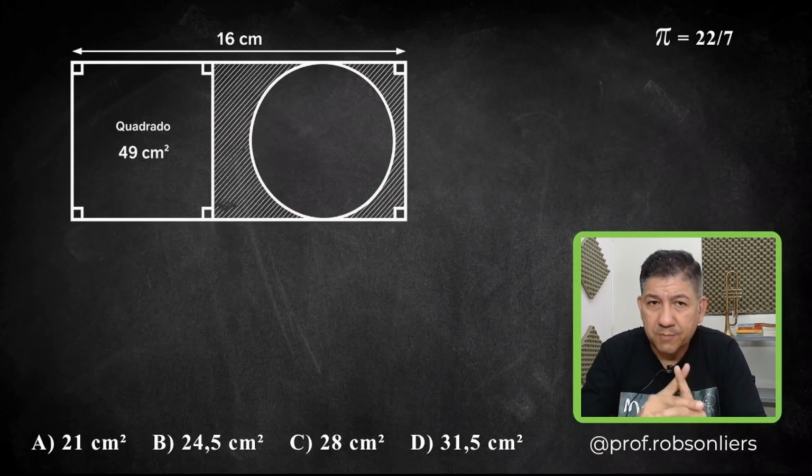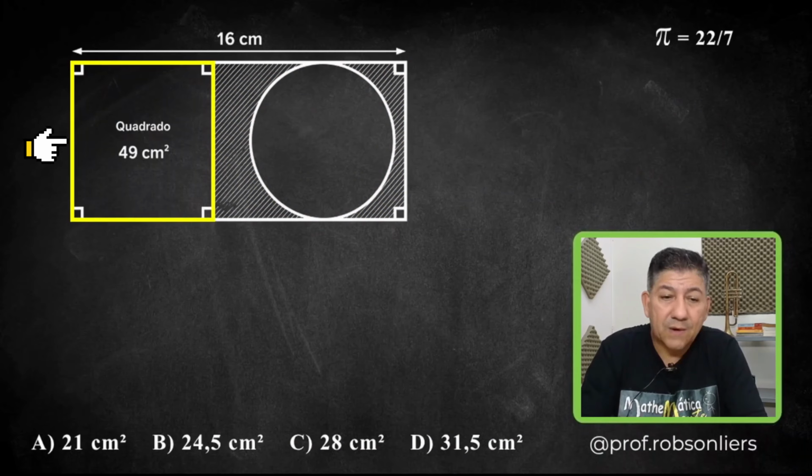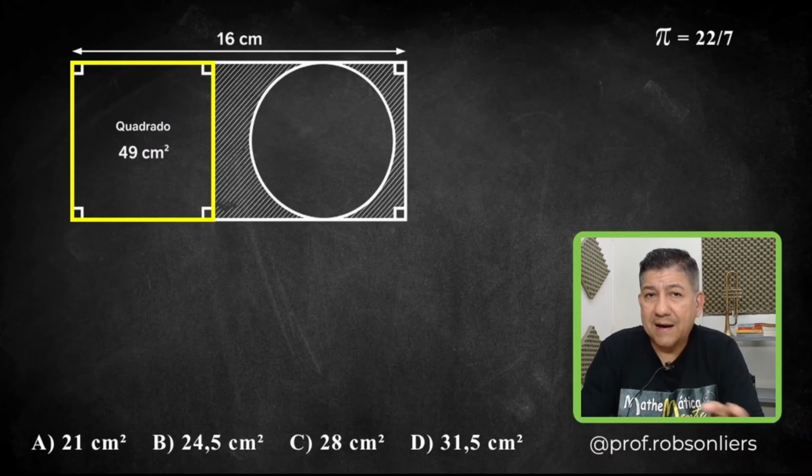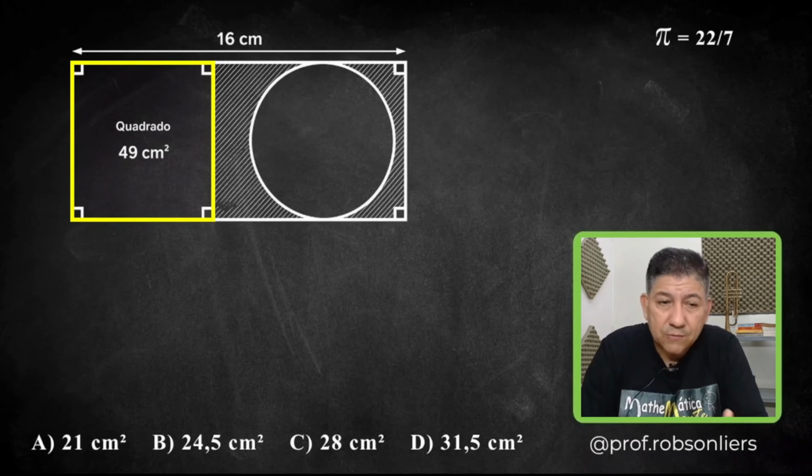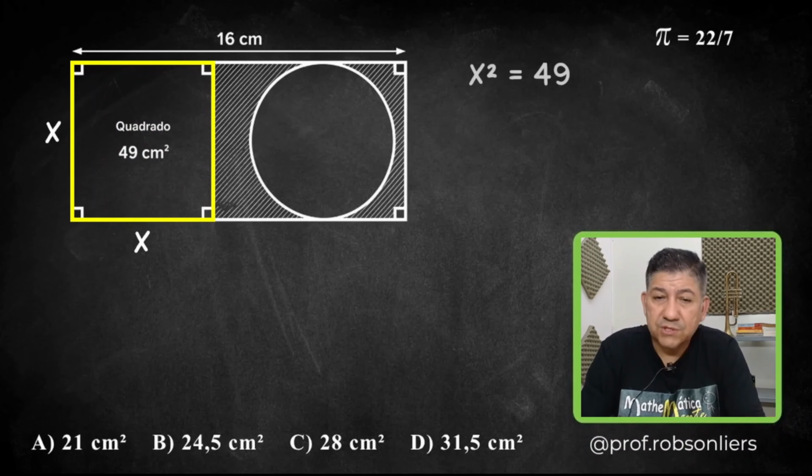In this figure that the problem gave us, there's a square there, this square that I just marked in yellow, which has an area equal to 49 square centimeters. Well, to calculate the area of a square, we calculate side squared, or side times side, right? Since we don't know the measurements of this square, I'll represent the sides of the square by x. Since the area is 49, then x squared is going to be equal to 49, okay? Side squared is equal to the area, so x squared is equal to 49.